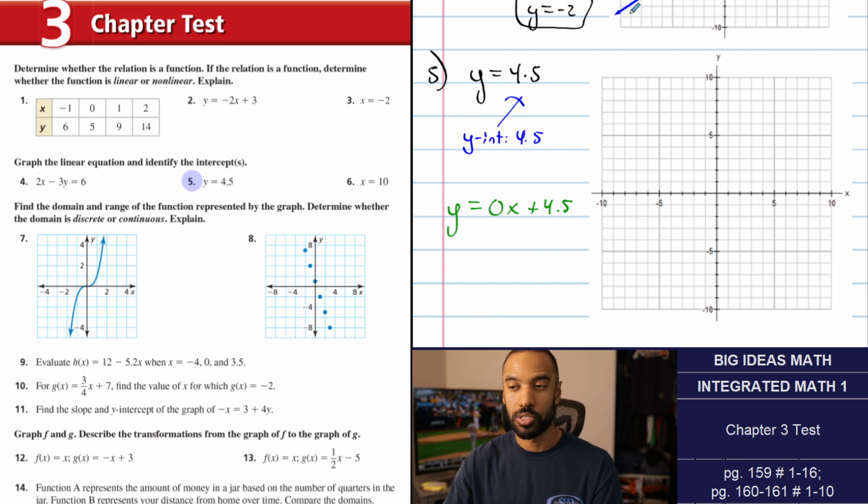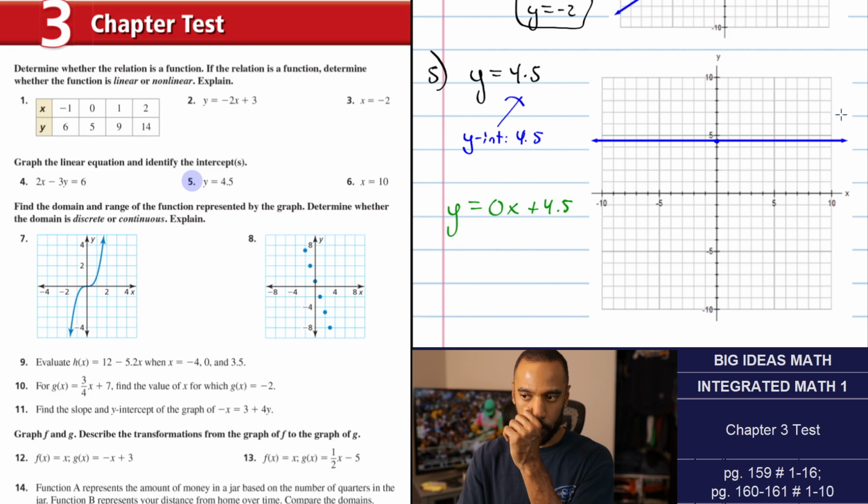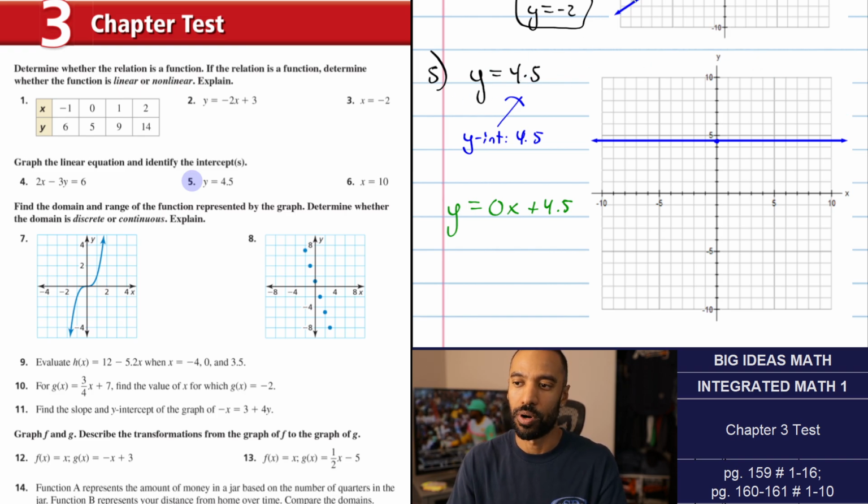Now, a slope of 0 is the graph of a horizontal line. First of all, 4.5 is between 4 and 5, which is like this. But if I were to graph a horizontal line through this with a slope of 0, it would look like this. So this will be the equation of this line. Y equals equations are horizontal lines.